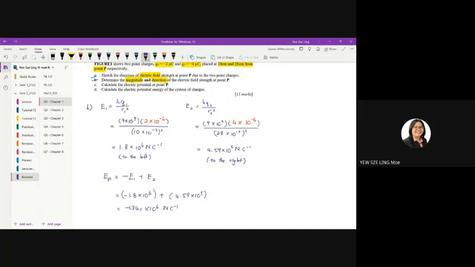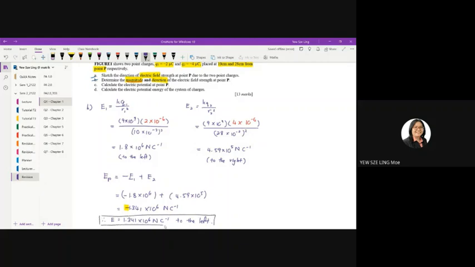But this is not the final answer yet. Why? Because you have a value with a negative sign. The question is asking for magnitude. When it's asking for magnitude, then you have to state a value without negative sign. You need to rewrite the answer. So E is equal to 1.341 times 10 to the power 6 N C negative 1 to the left. Okay, to the left. Rewrite it in the statement form. That is what you should do.